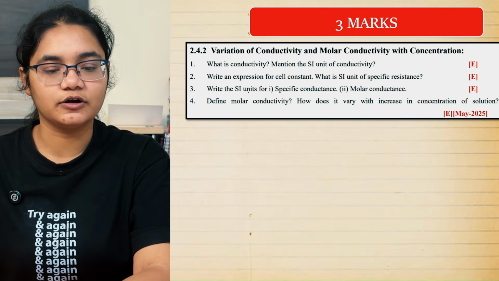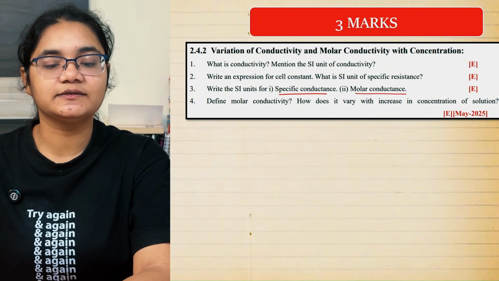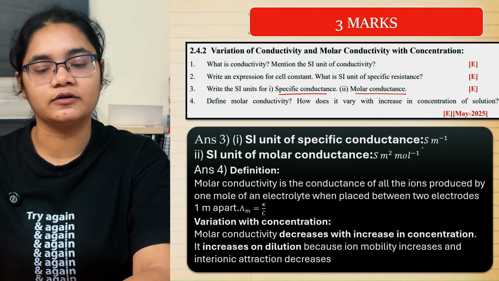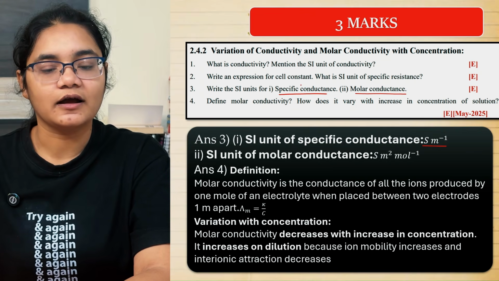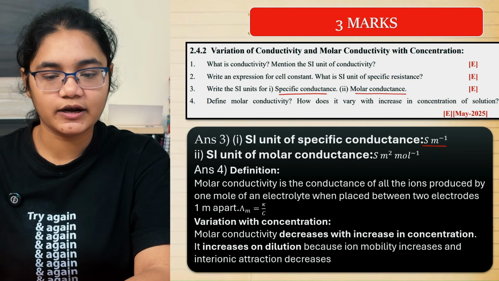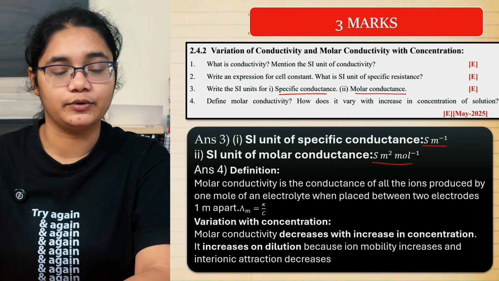Now let's talk about the third question. Write the SI units for specific conductance and molar conductance. Specific conductance is S meter inverse. Again, that is the kappa value. And molar conductance is S meter square mole inverse, I'll say the SI unit.